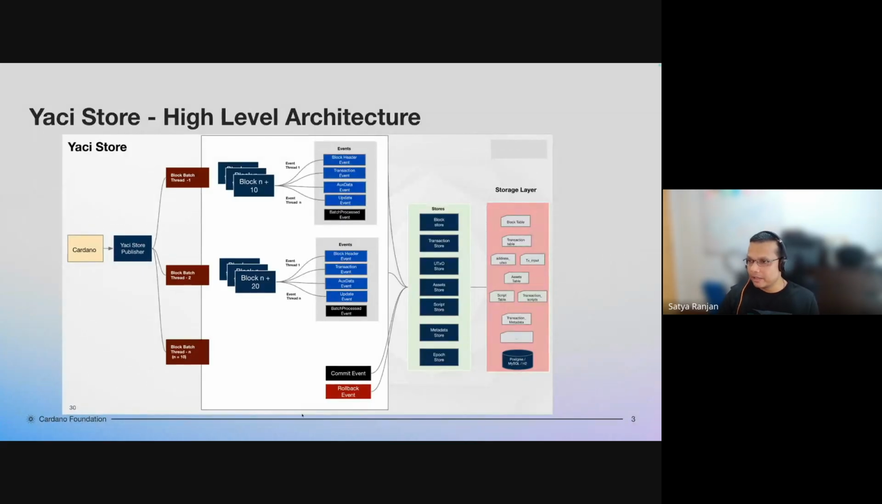So this is a very high-level architecture of Yaci Store, and there are different layers here. The middle layer is a processing layer, and then we have a storage layer. In the storage layer we have predefined, standard storage interfaces, and those interfaces could be custom implemented in a different way. Let's say you don't want to use Postgres or MySQL, you want to use Redis, you can implement your own storage interface. But those can be done through Java.